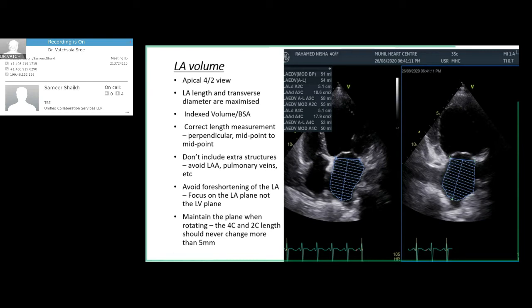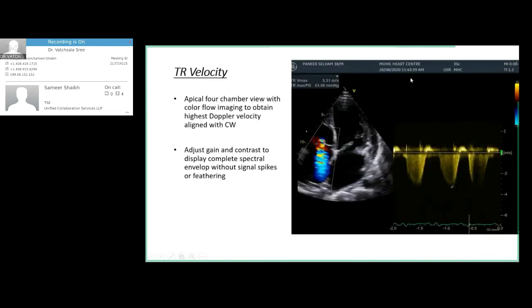And the fourth one is the measurement of the TR velocity. For TR velocity, we can measure it either from the apical 4-chamber view or from the parasternal view also. You want to have a Doppler jet without any angulation, and then you put your continuous wave Doppler on the jet, and you want to have a very smooth wave, and you want to measure the peak velocity.